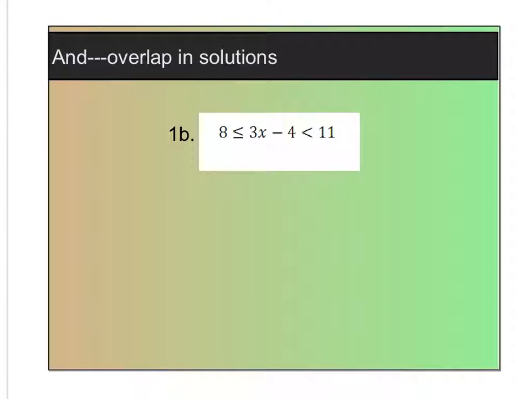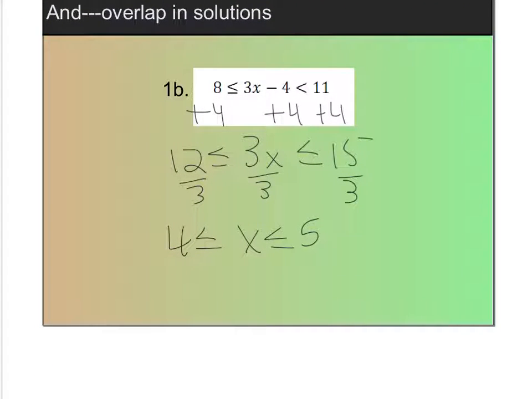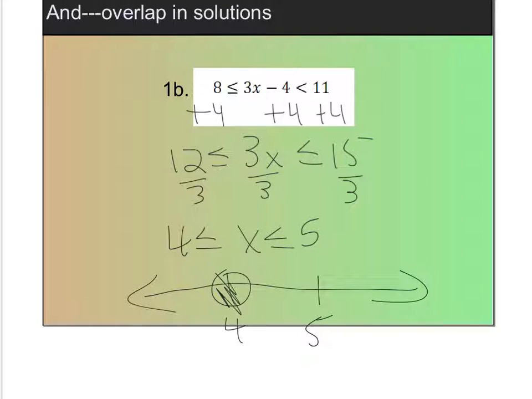So now, same kind of situation. Every once in a while they will overlap. So if I add 4 to both sides, or everything, that's going to be 12 less than or equal to 3x less than or equal to 15. So divide everything by 3. 4 less than or equal to x less than or equal to 5. So on a number line, I'm only going from 4 to 5. But this time I've got full circles, and it's going to go right there.